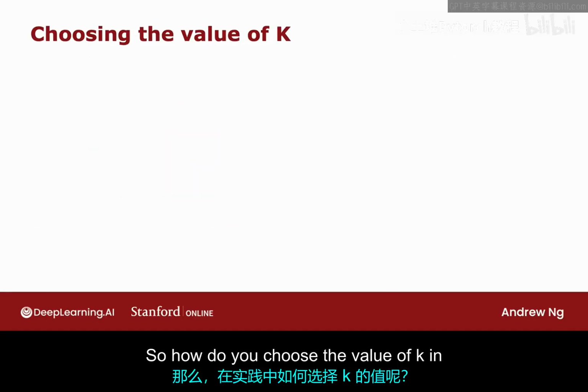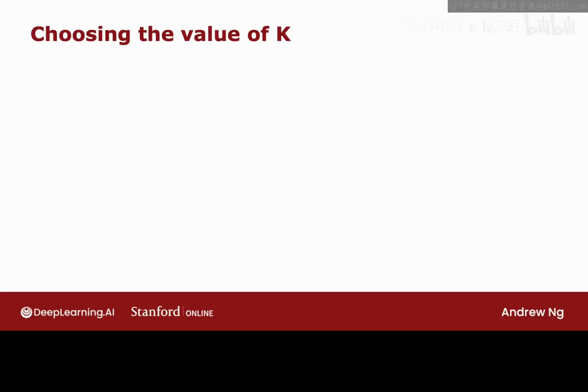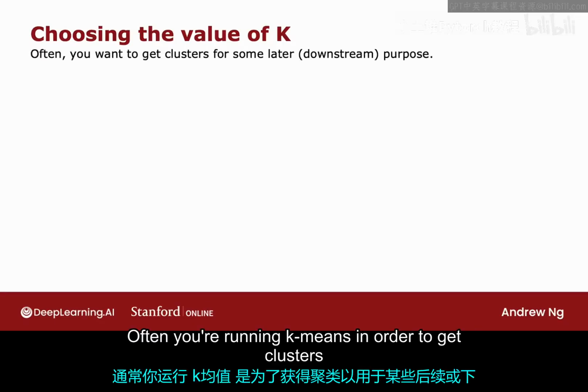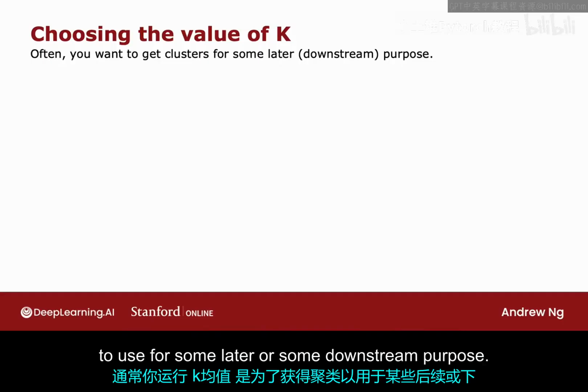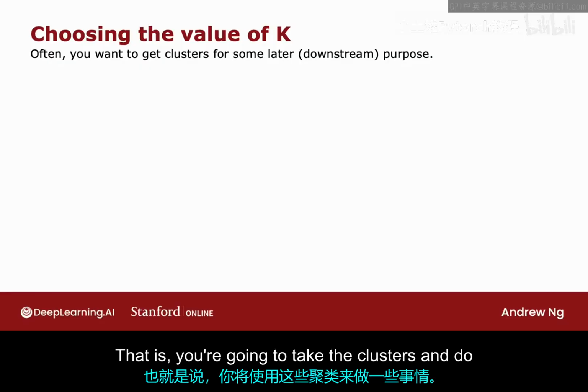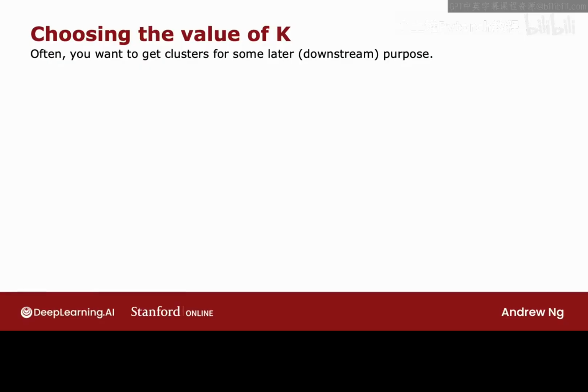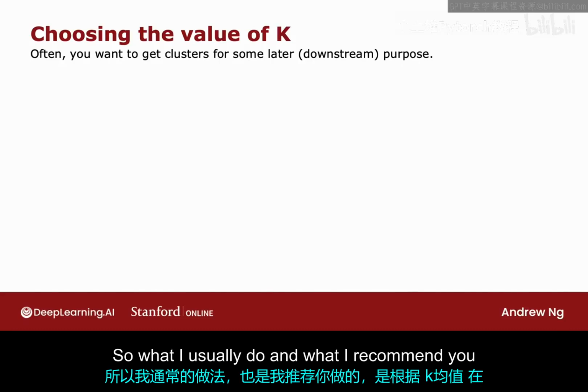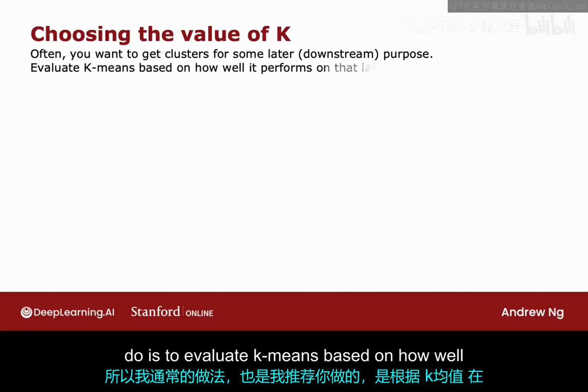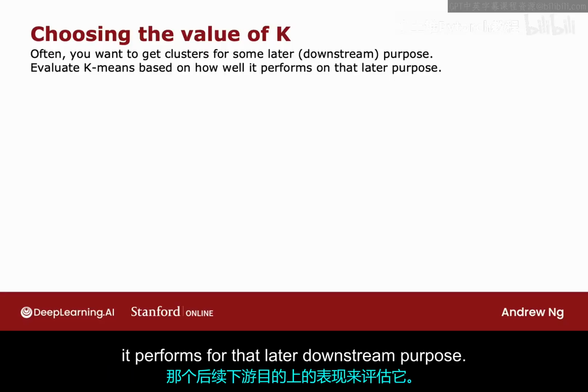So how do you choose the value of k in practice? Often you're running k-means in order to get clusters to use for some later or some downstream purpose. That is, you're going to take the clusters and do something with those clusters. So what I usually do, and what I recommend you do, is to evaluate k-means based on how well it performs for that later downstream purpose.